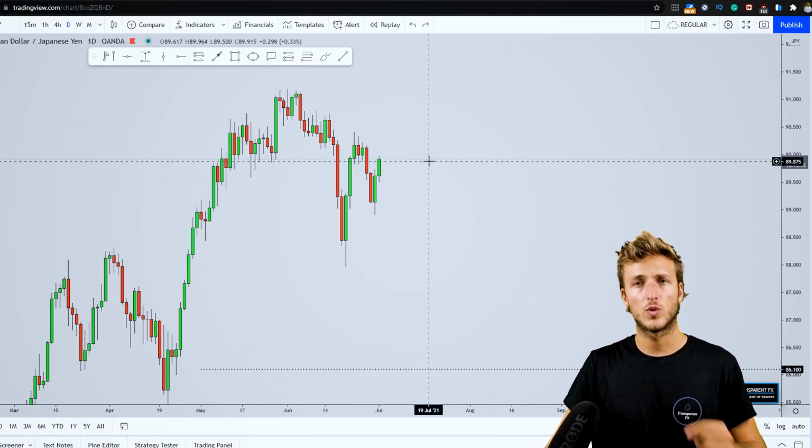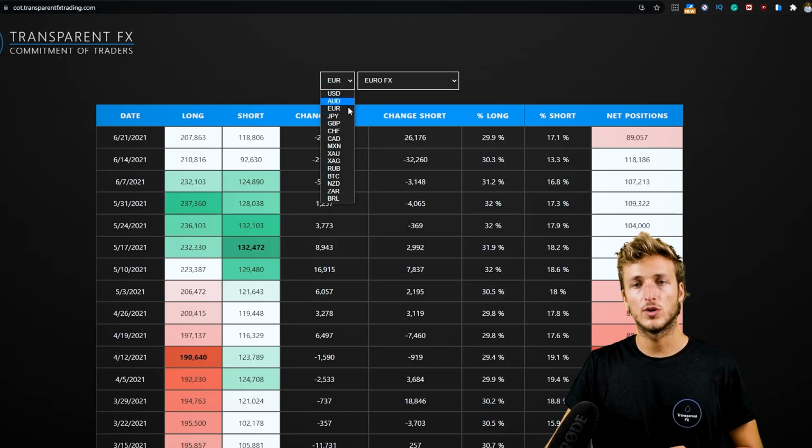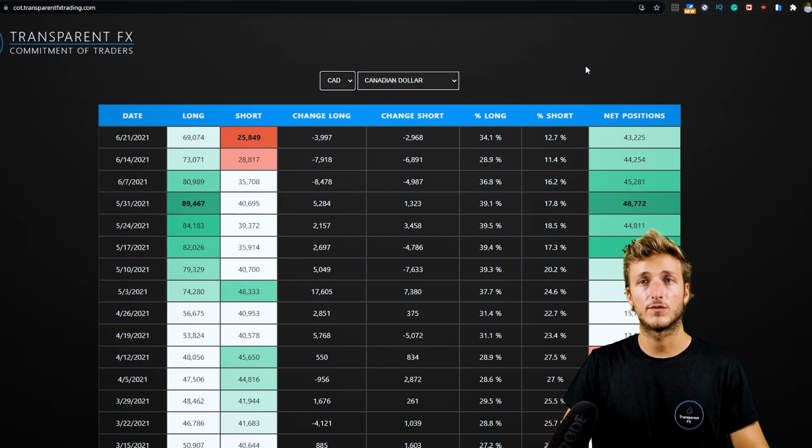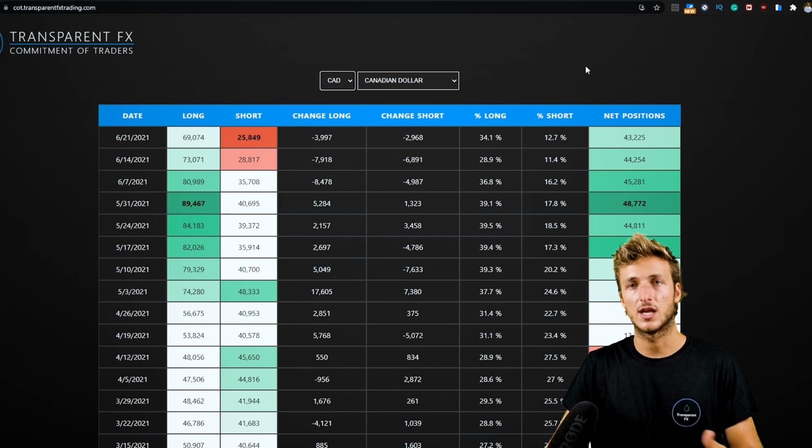Now, before I show you what we have here on the daily and what kind of situation we have, let's first go and check what we have from a COT perspective. So commitment of traders, which is basically what hedge funds and the non-commercials in the market are doing. Now, if we check the CAD, we can see how lately the CAD has been getting stronger.